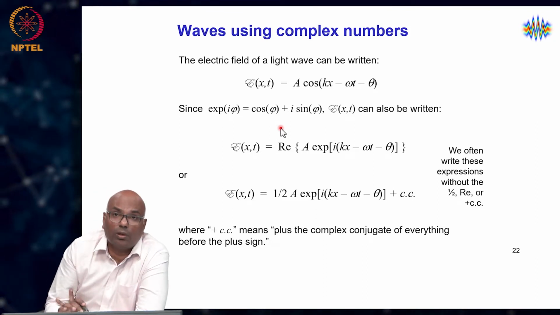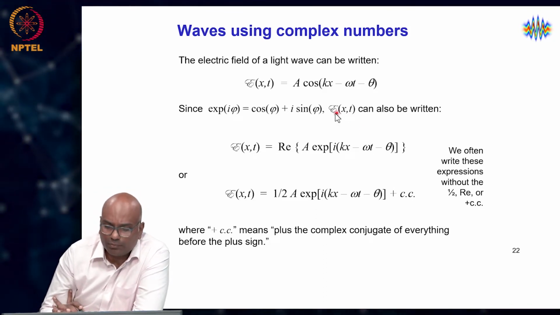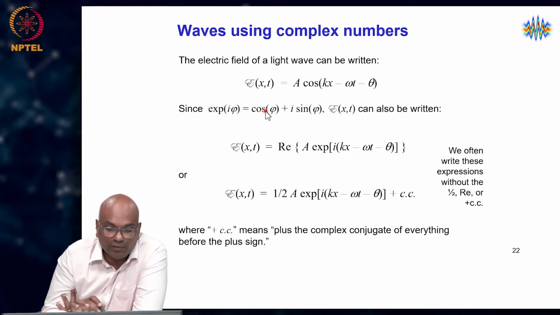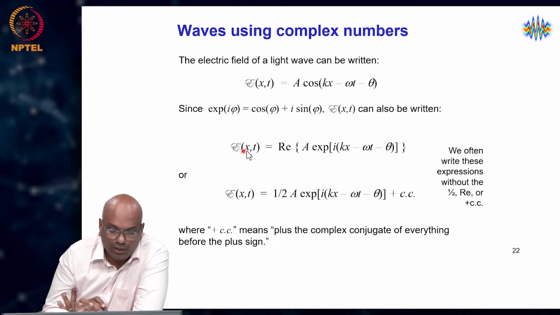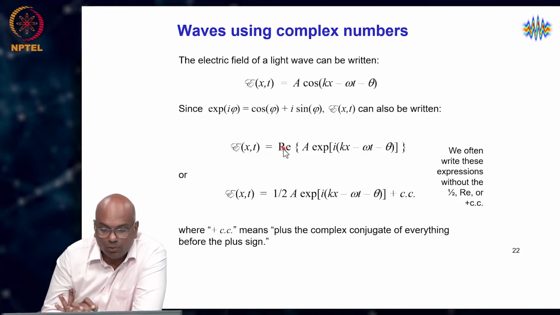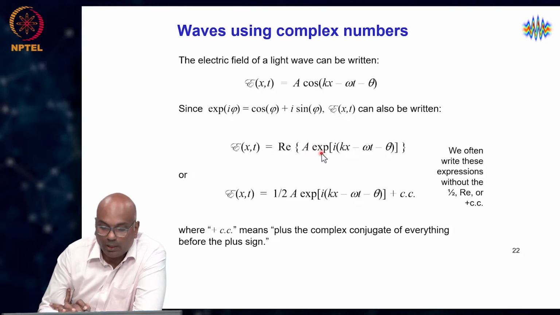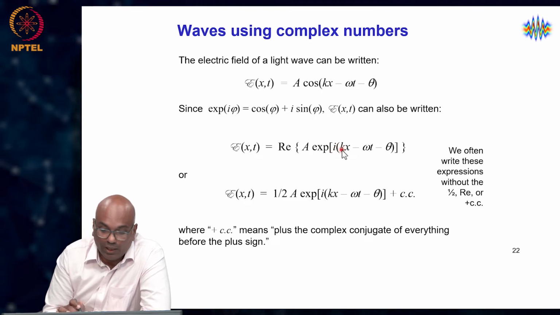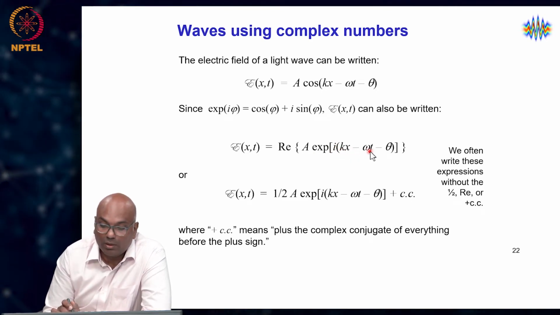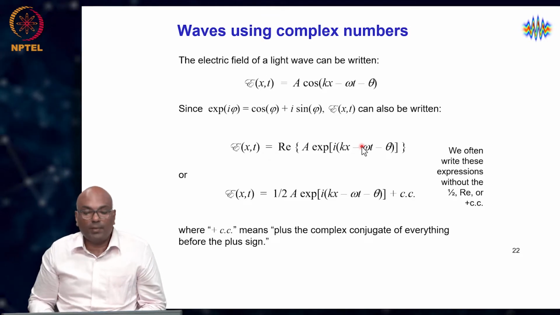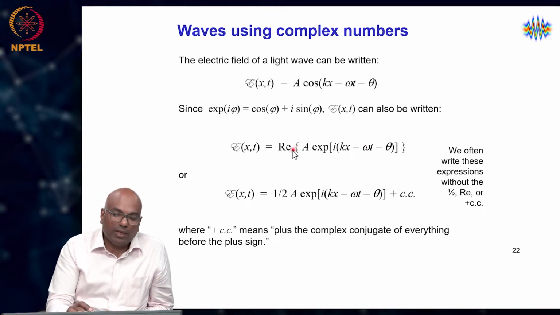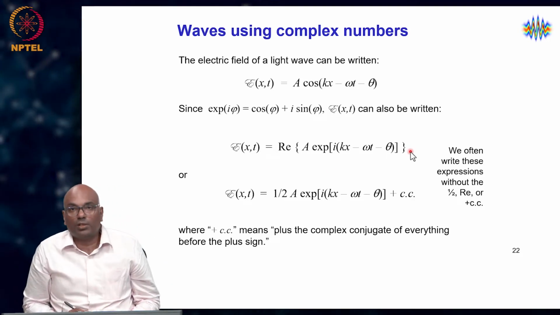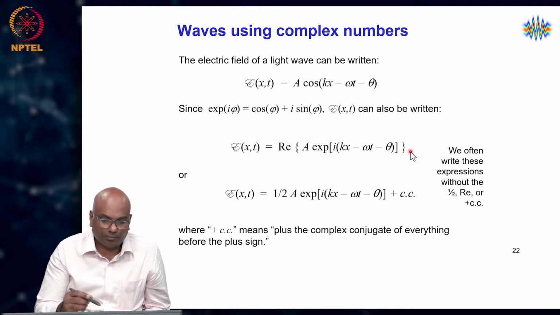Therefore, we can also now very nicely write down E of x,t using the real part of exponent of i phi, which is cosine phi, to be E of x,t is equal to the real part of A multiplying the complex exponential function exponent of i multiplying kx minus omega t minus theta, right? Now, mathematically, this description has many advantages, so we are going to stick to this a lot from here on.